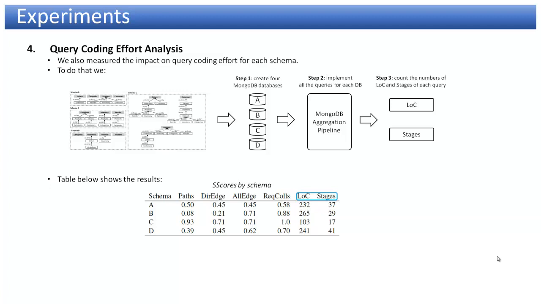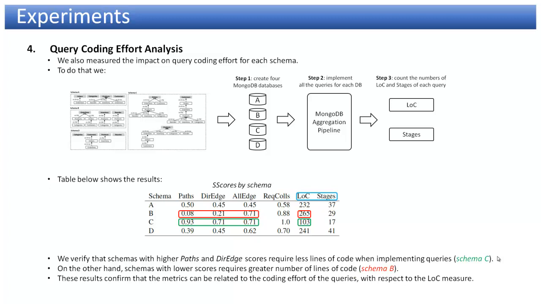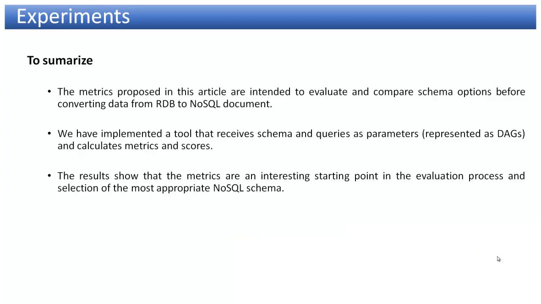We can see the LOC and stage fields. And we can verify that schemas with higher path and dir edge scores require fewer lines of code when implementing queries. On the other hand, schemas with lower scores require a greater number of lines of code, as we can see for schema B in the table. These results confirm that the metrics can be related to the coding effort of the queries with respect to the LOC measure.